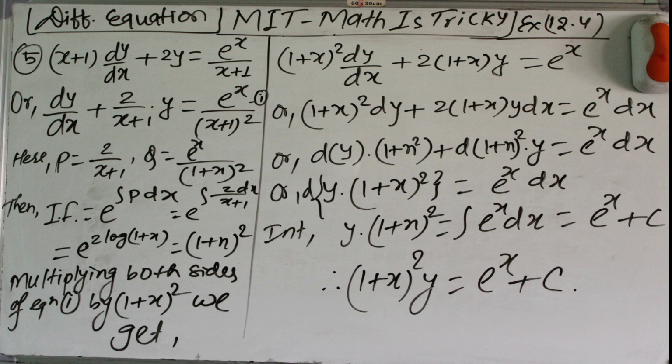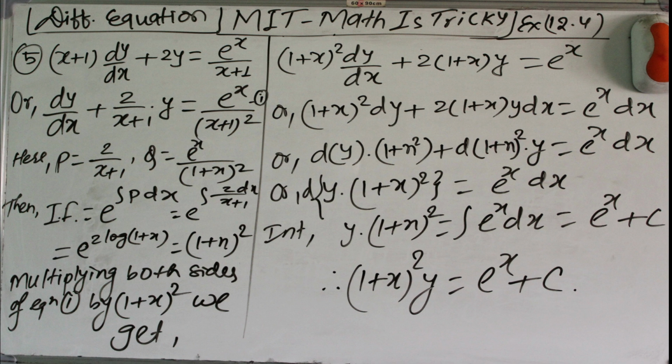Okay, so now multiplying equation 1 by (1 + x)², we get (1 + x)² dy/dx + 2(1 + x) y = eˣ. Taking the LCM, (1 + x)² dy + 2(1 + x) y dx = eˣ dx. Now we express the left hand side as a product, and always remember it is simply y times the integrating factor. So the left hand side is the derivative of y(1 + x)², equal to eˣ dx.